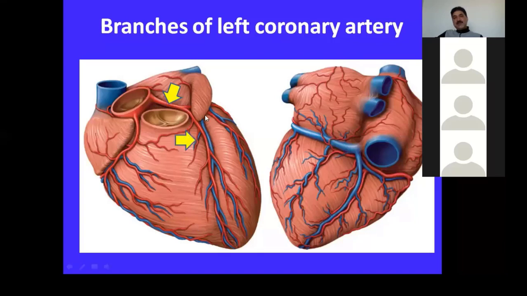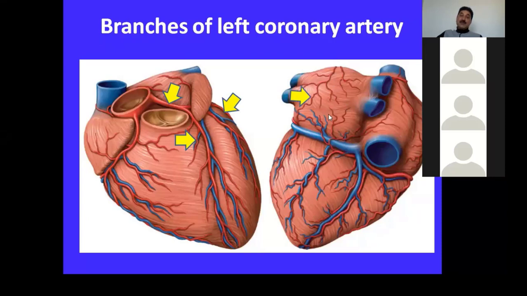So which branch is this? A small branch going to the infundibulum. The left conus artery, the left conus branch from the left anterior descending artery. Which branch is this? The second branch, that is the circumflex branch. Circumflex. Okay. Then these are the atrial branches.